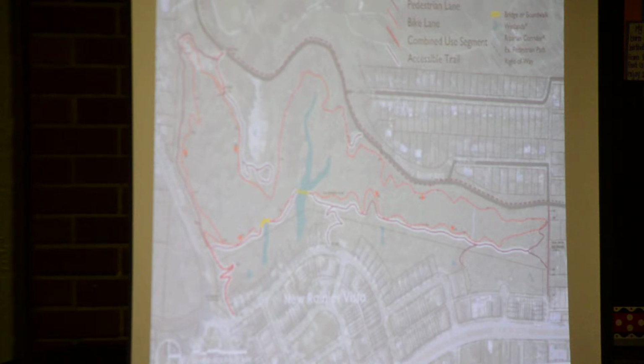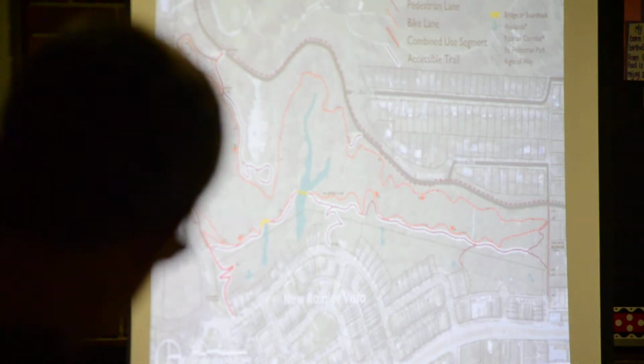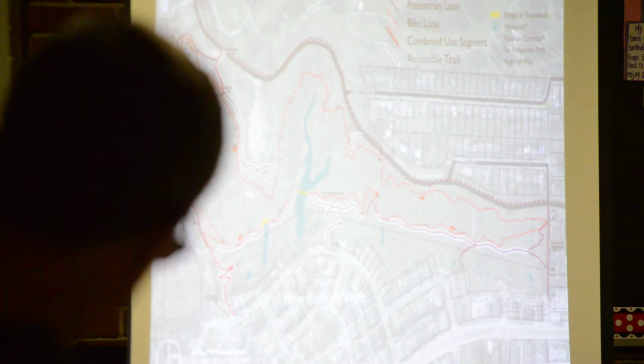So this, at long last, is the actual trail plan. This light is making it harder to read the symbols on here, but the orange line is the bike lane. This dark purple line is the pedestrian lane.